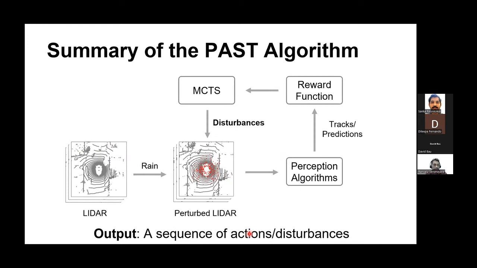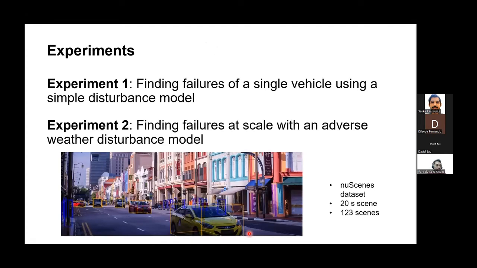Now let me clarify some of these using some experimental results. I'll quickly go through two experiments. The first one is a simple example, finding failures of a single vehicle using a simple disturbance model. In the next experiment, I will use a real rain model, a weather model, and show you what happens. We use some real data from the nuScenes dataset. It has several scenes, and each scene is about 20 seconds.